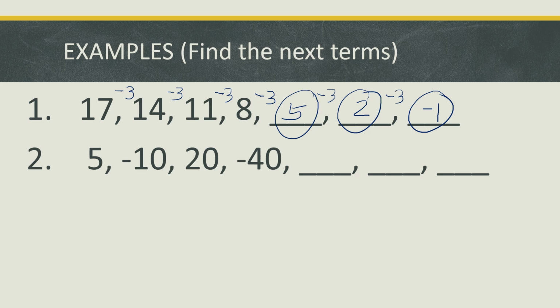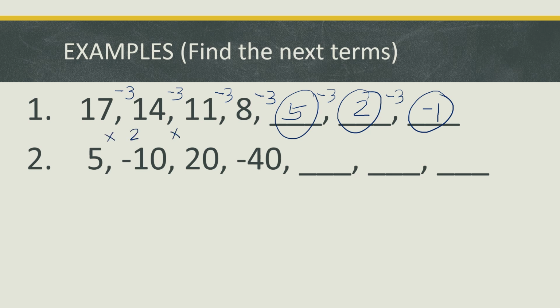5, negative 10, 20, negative 40. Let us find the next three terms. Again, for us to know the next three terms, kailangan mahanap natin yung tinatawag nating pattern. So observe what the pattern is. By observing the numbers, 5 becomes negative 10, and negative 10 becomes 20, and 20 becomes negative 40. We are multiplying by negative 2.